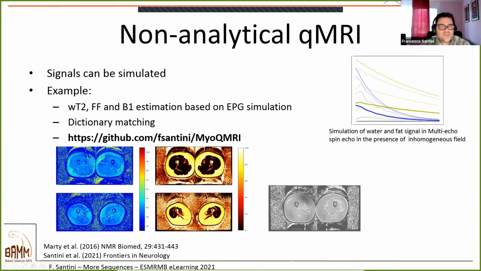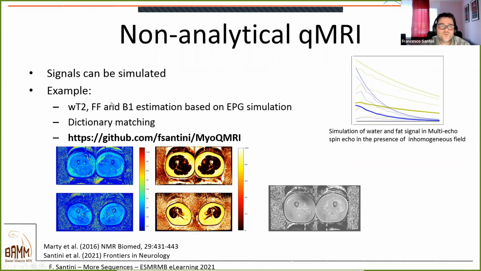In the last few minutes that we have, I would like to talk about QMRI that you can do when you don't actually know the signal model. So all the previous examples were relying on the fact that you could analytically describe the signal. But sometimes this is not possible because the signal is very complicated. It has many imperfections, so you don't have a formula that describes the signal.